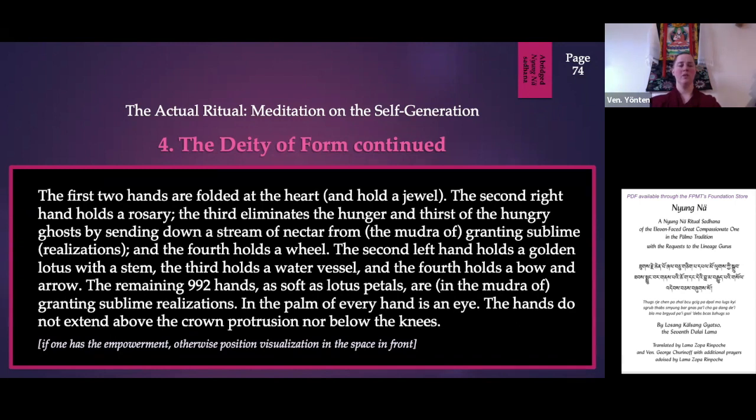The remaining 992 hands, as soft as lotus petals, are in the mudra of granting sublime realizations. In the palm of every hand is an eye. The hands do not extend above the crown protrusion, nor below the knees.